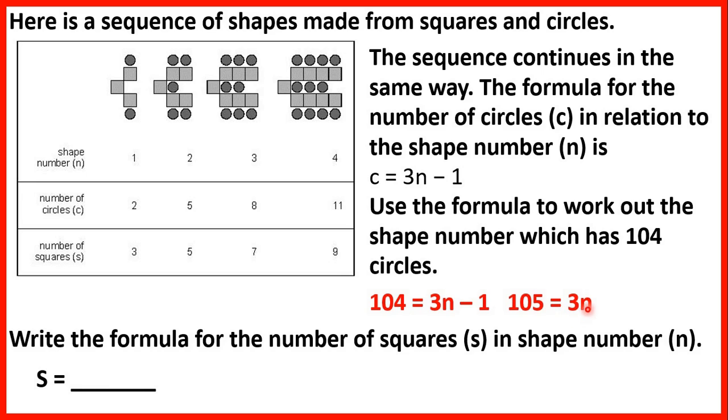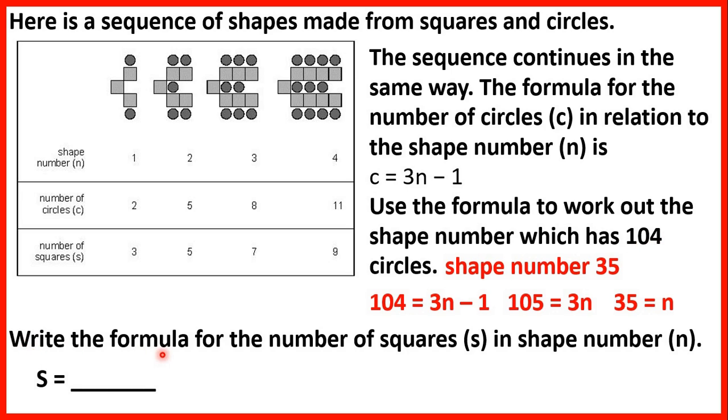And if 3 times n is 105, to find n, to find the shape number, we can divide 105 by 3, and 105 divided by 3 is 35. So that's shape number 35. 35 times 3 is 105, minus 1 is 104, and that's the number of circles.